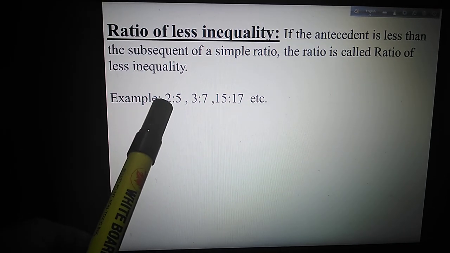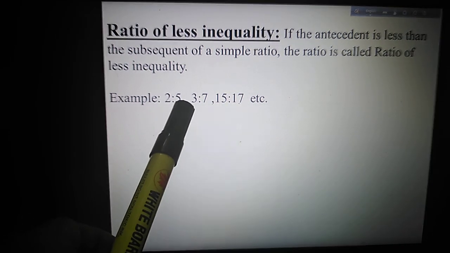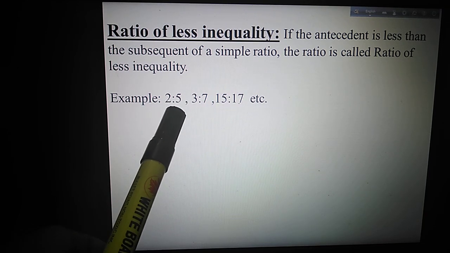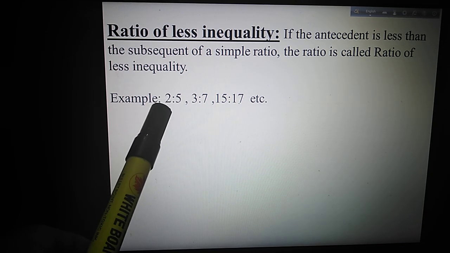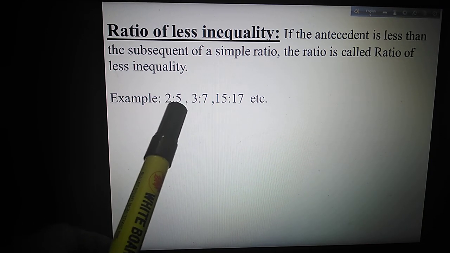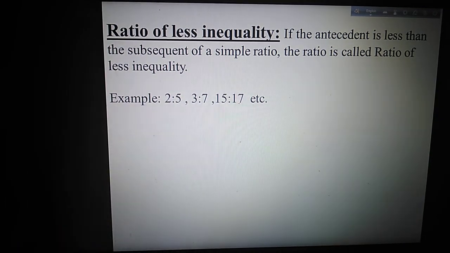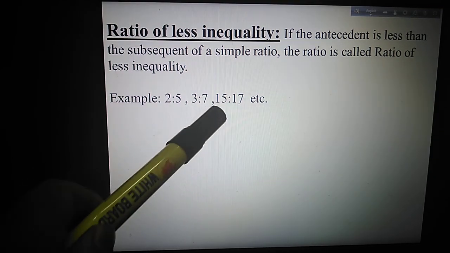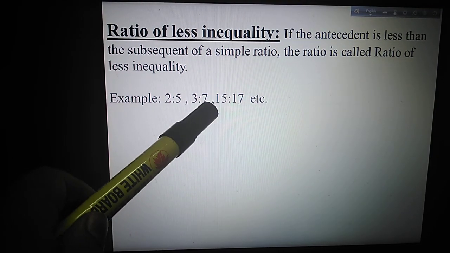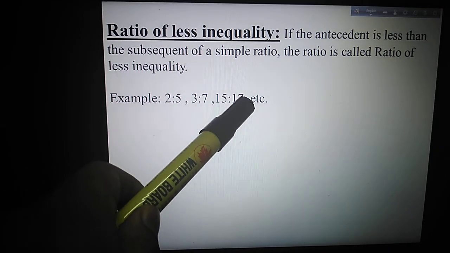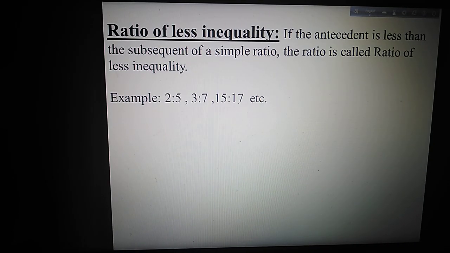We know the first quantity is antecedent and second quantity is subsequent. If antecedent is less than subsequent, then it is a ratio of less inequality. In all the examples, 3:7, antecedent is less than subsequent, antecedent is less than subsequent. That's why 15:17 is also a ratio of less inequality.